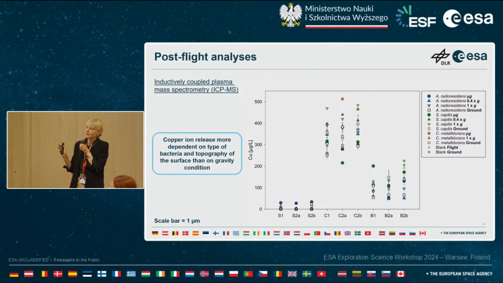So it's not really clear. I don't see a trend. For example, I don't see that Cupriavidus metallidurans was always the one that leached the most copper ions. Or I don't see a real difference that always in microgravity there were more copper ions released than in 1G. So it is really more dependent on the type of bacteria, but also the topography, how many ions were released. And in my opinion, it's not so much dependent on the gravity condition.